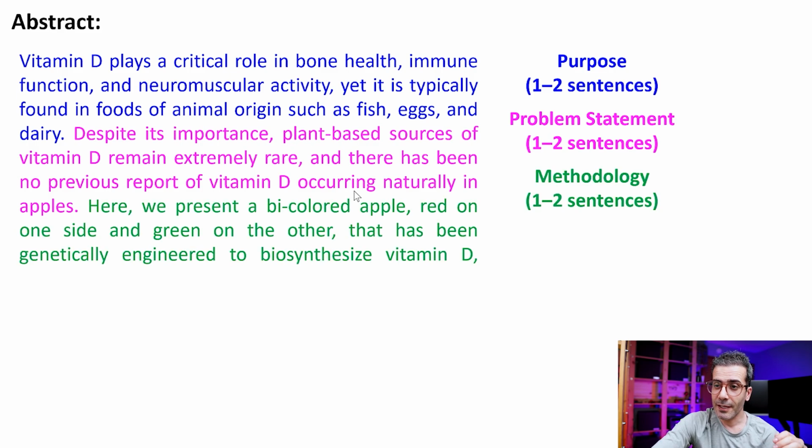Then we are going to explain the methodology, and here we are going to say we used genetic engineering to create a new kind of apple. It's a bicolored apple, red on one side, green on the other side, and then we are going to say what method we used so this apple is going to produce vitamin D on its own.